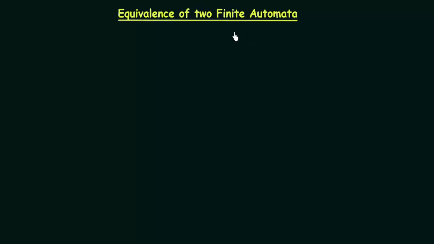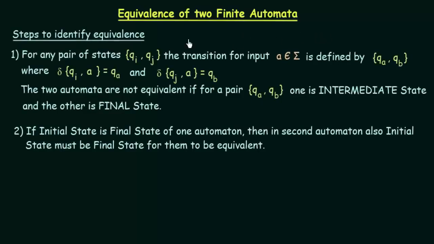In order to identify whether two automata are equivalent or not, there are certain steps that you need to follow. So first, let us see what those steps are. Here are the steps required to identify the equivalence. The first step is, for any pair of states qi and qj, the transition for input a belonging to sigma is defined by the pair qa, qb, where the transition from qi on a goes to qa and the transition from qj on a goes to qb.